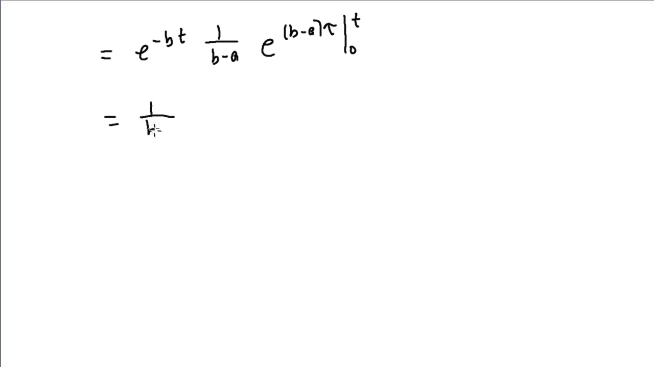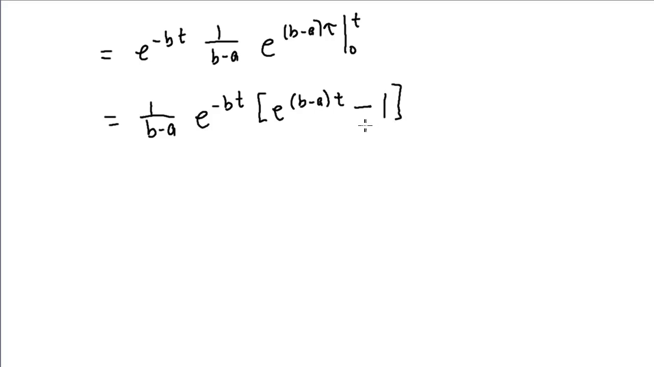So going on to the next board, I can do that exponential integral. The result is e to the minus bt, the term in front, and carrying out the integral, I'll get 1 over b minus a, e to the b minus a tau. Evaluating this at my limits 0 and t, this becomes 1 over b minus a, e to the minus bt, e to the, evaluating this at tau equal to t, I'm left with b minus a t, and evaluating it at tau equal to 0, e to the 0 is 1.